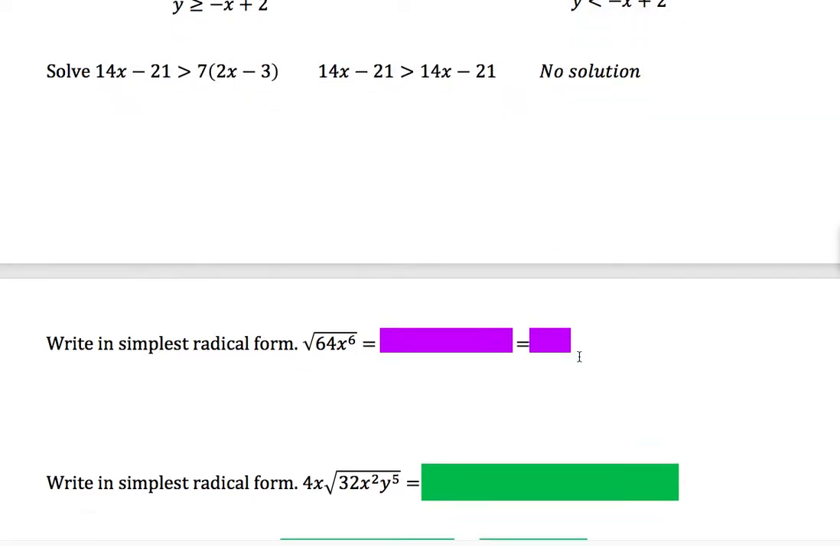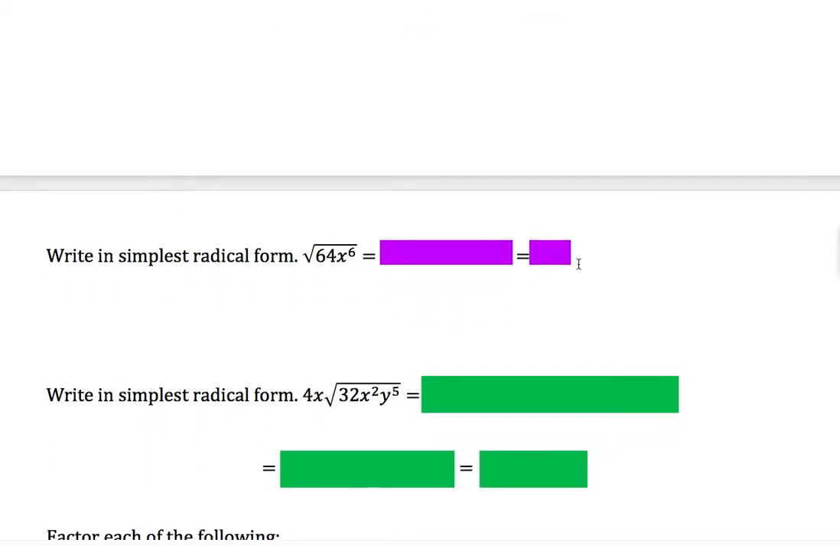Next one, I'm simplifying in simplest radical form. So if there's anything I can pull out from under the radical, I want to go ahead and pull that out. 64 is a perfect square, that gives me 8 times 8 is equal to 64. And x to the 6th power, I could rewrite as x cubed times x cubed because 3 plus 3 is 6. And notice I have a pair here with the 8, and I also have a pair of x cubes here, so both of those can get pulled out of the radical. And my radical is gone.